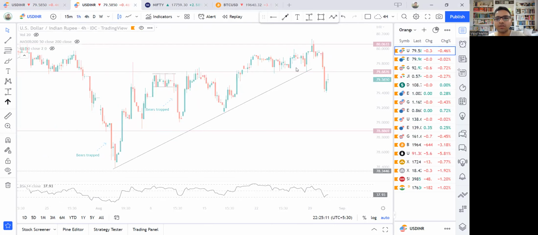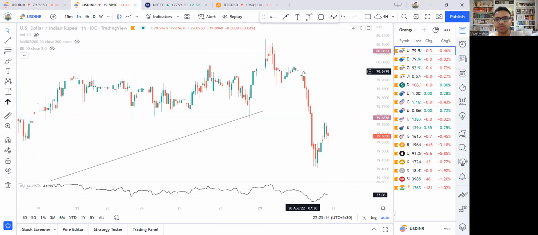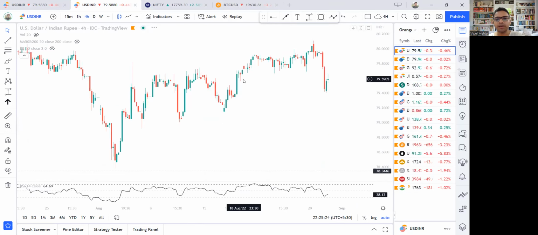So if I open the hourly chart, look at this. From 7:30 all the way till 3:30, there was a big fall from 79.95 all the way to 75.45. Okay, so half a rupee fall in the US dollar against the INR pair.